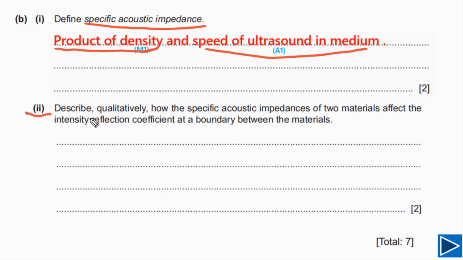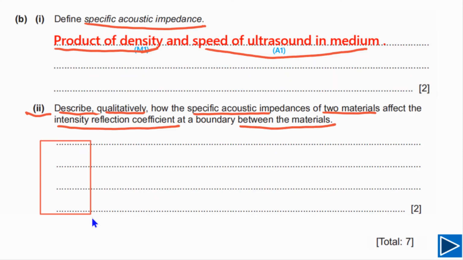For the second part, we need to describe qualitatively how the specific acoustic impedance of two materials affect the intensity reflection coefficient at a boundary between the materials. First of all, imagine that we have two different media. Let's say we have one medium and we have another medium.